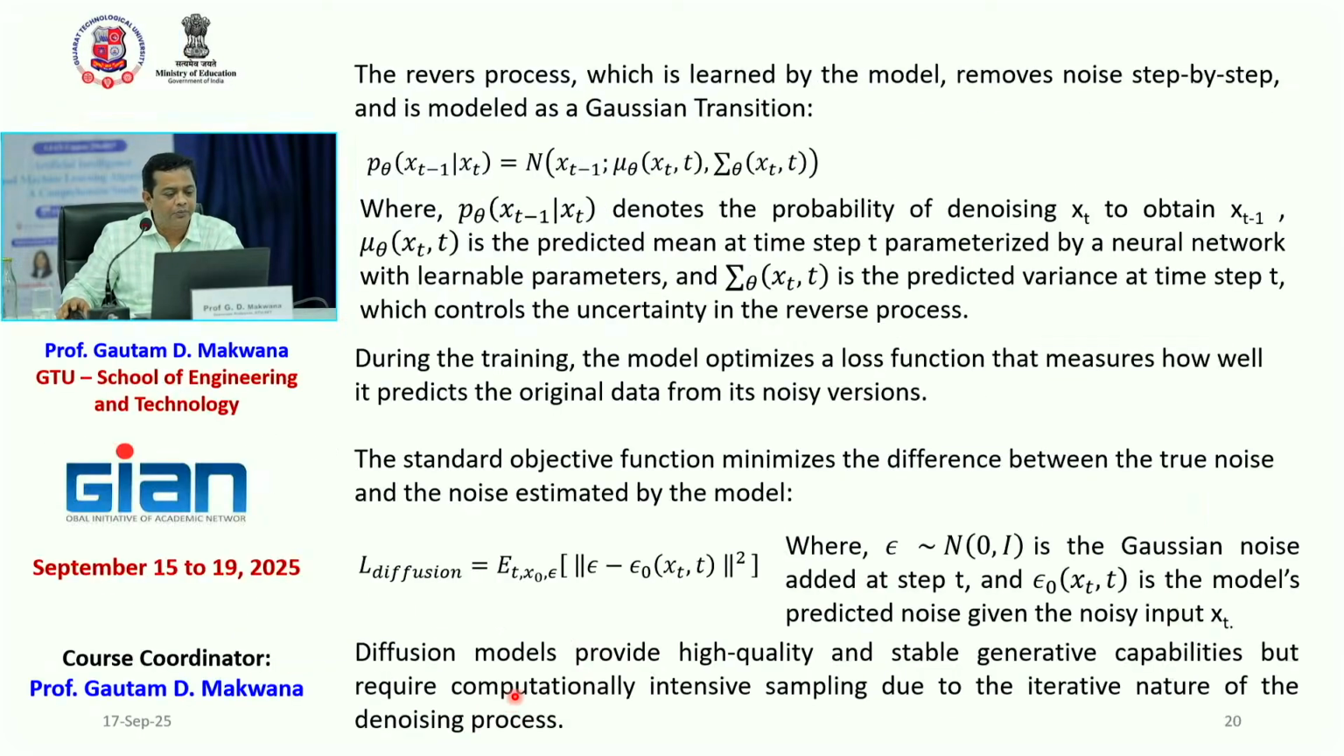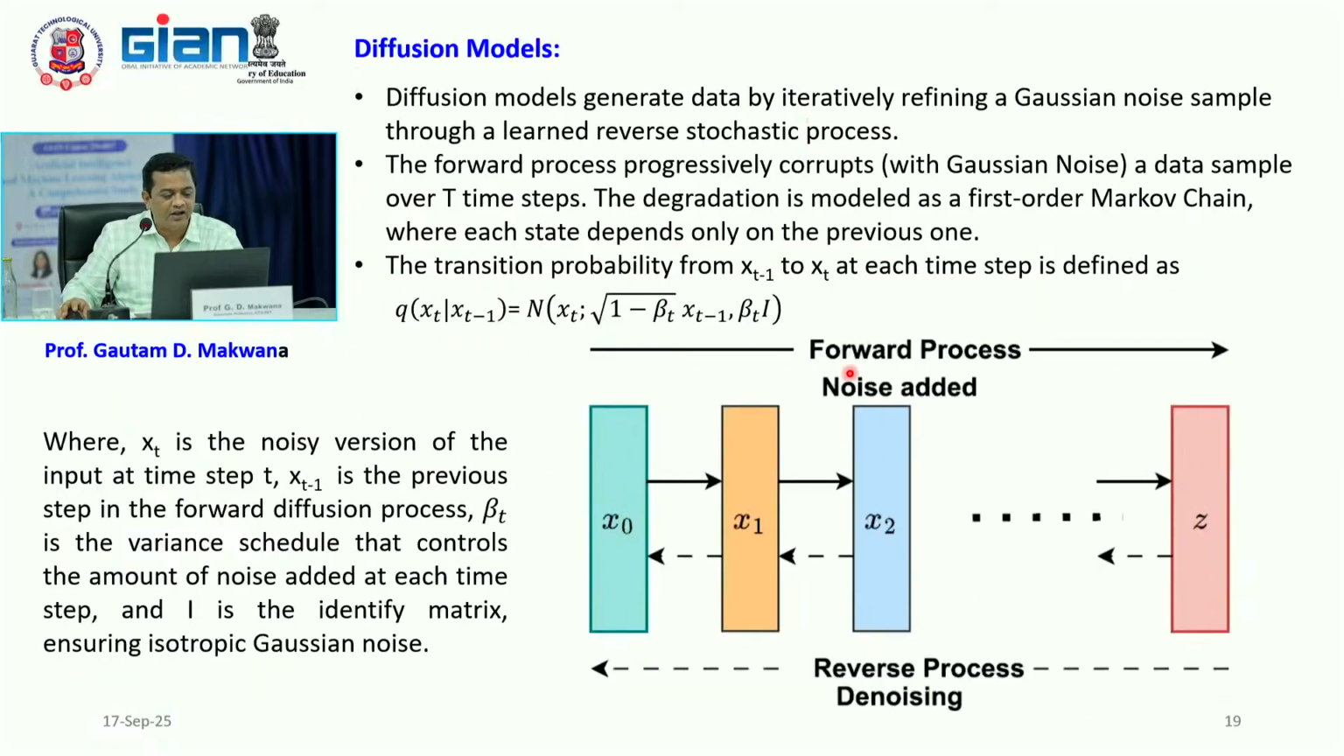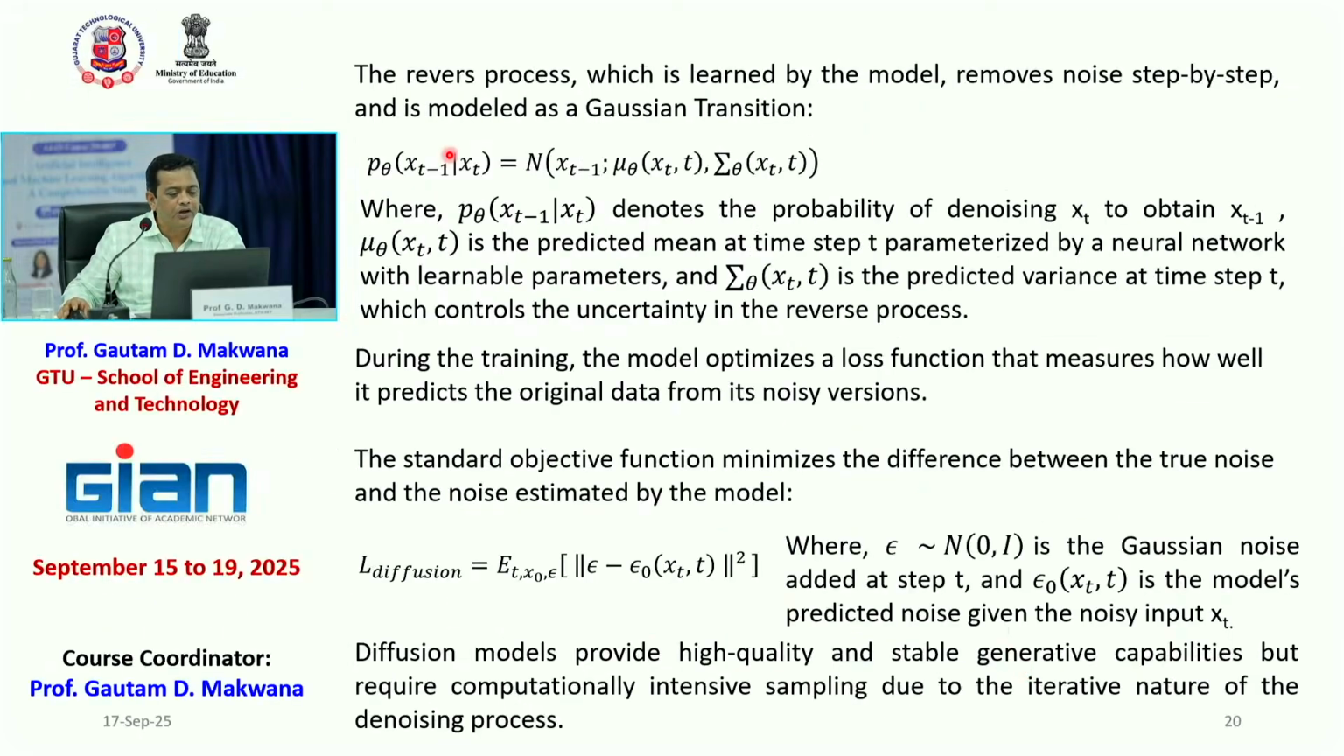Now in the reverse process, in this diagram, this is the forward pass and this is the reverse pass. In the forward pass, we are adding Gaussian noise, and in the reverse pass, we are removing the noise. That kind of model is the diffusion model. The reverse process, which is run by the model, removes the noise step by step and is modeled as a Gaussian transition given by the same kind of distribution.